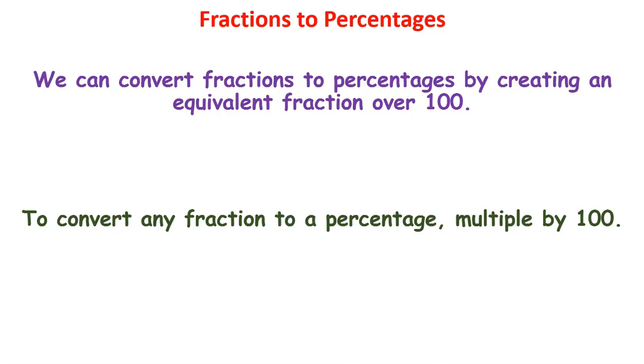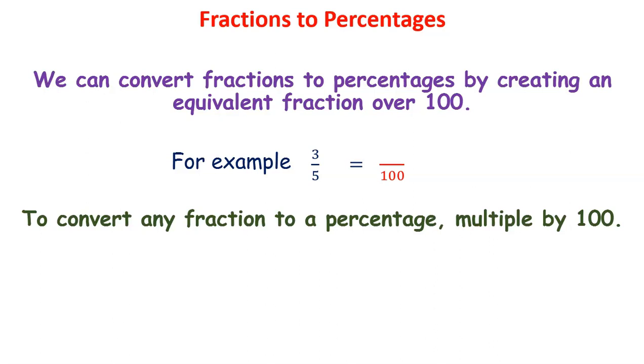And really, this first one here is probably the easiest when we can do it. And the second one is to convert any fraction to a percentage. We multiply by 100. So there's 2 ways to convert fractions to percentages. These are the 2 ways. For example, I've got 3/5, and I'm going to follow this top purple way of converting fractions to percentages.